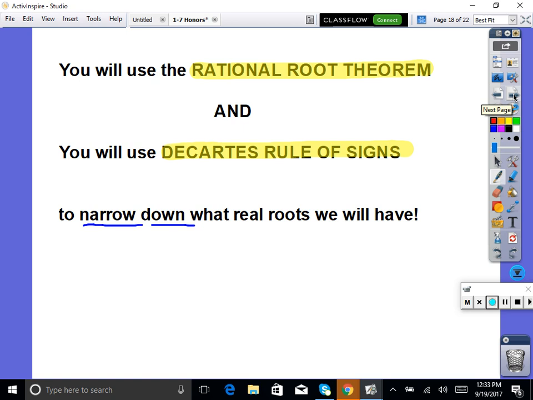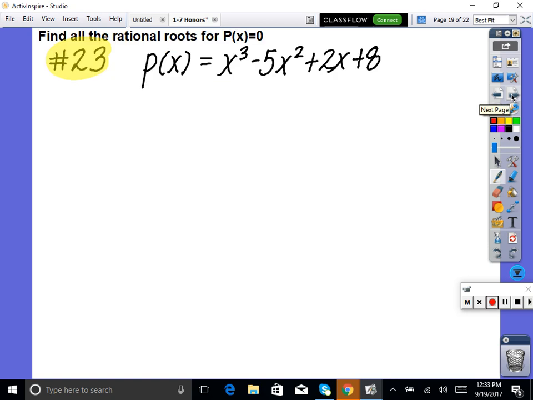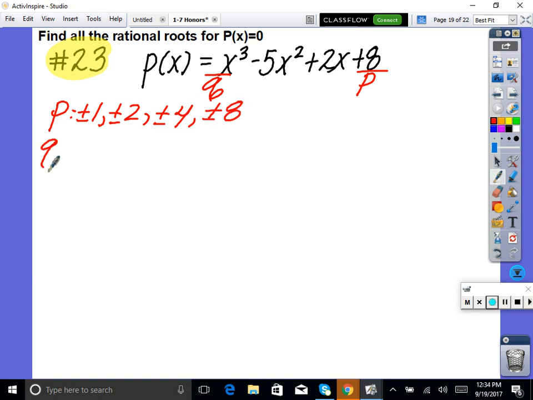Okay, so now we're going to use the rational root theorem and Descartes' Rule of Signs to narrow down what real roots we will have and test. So go to 23. It says find all the rational roots when the polynomial is set equal to 0. So the first thing we would do is list out all of our p over q's. So here's q, here's p, list out factors of p: plus and minus 1, plus and minus 2, plus and minus 4, factors of 8, plus and minus 8. Factors of q, plus and minus 1, right? So all possible p over q's, anything divided by 1 is just itself, so plus and minus 1, plus and minus 2, plus and minus 4, plus and minus 8.